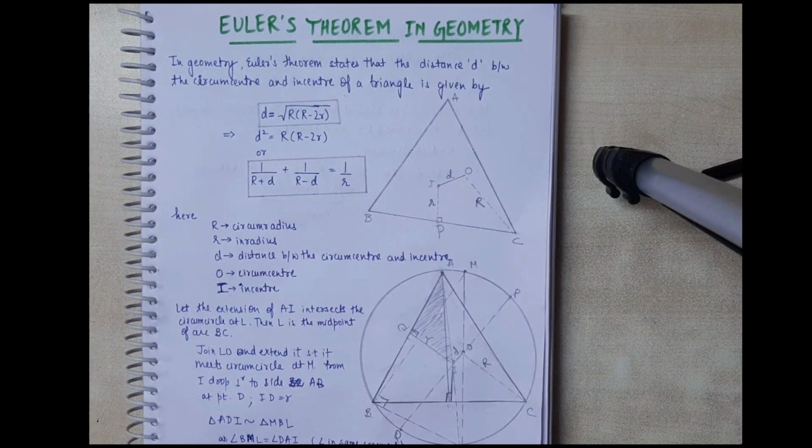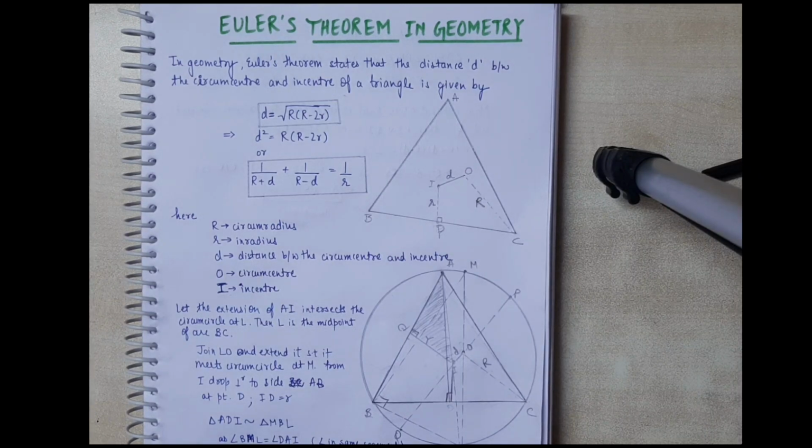I've written Euler's theorem in geometry particularly because we have many theorems which are namely Euler's theorem in mathematics. One is in complex numbers, another relates the number of faces, but we have to study Euler's theorem which relates the distance between the circumcenter and the incenter of a triangle. So now we shall begin. The situation is something like this.